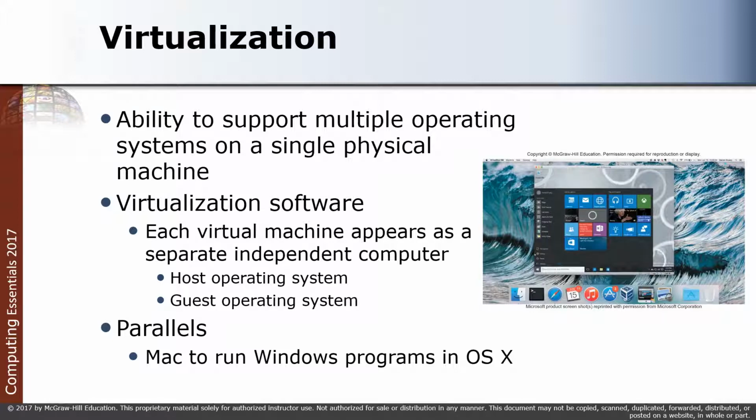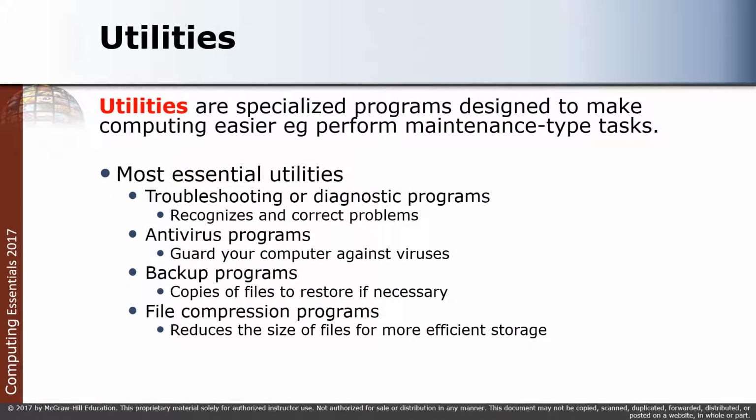This is another technique in operating systems: virtualization, the ability to support multiple operating systems on a single physical machine. For example, a laptop or a computer can run Windows and also at the same time run Linux. This technique is known as virtualization. Okay, that was the first system software, operating system.